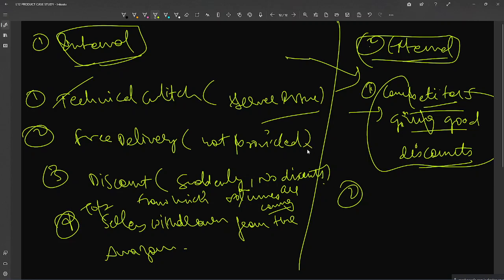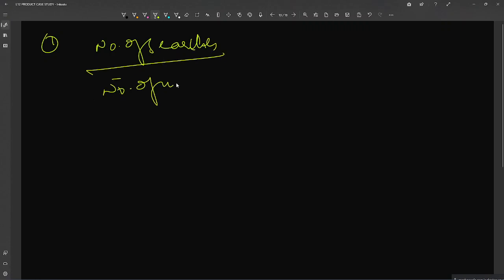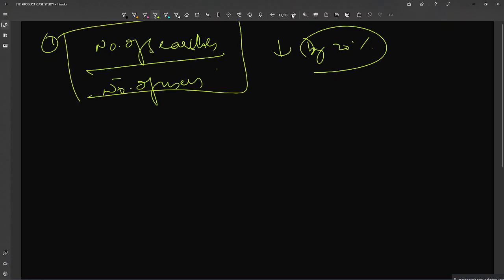See, tell me one thing. Let me write here. If we are saying number of searches by number of users has decreased, this metric has decreased by let's say 20%. How can this particular metric decrease? Either the numerator is decreasing, or the denominator is increasing, right? Number of users might have increased.